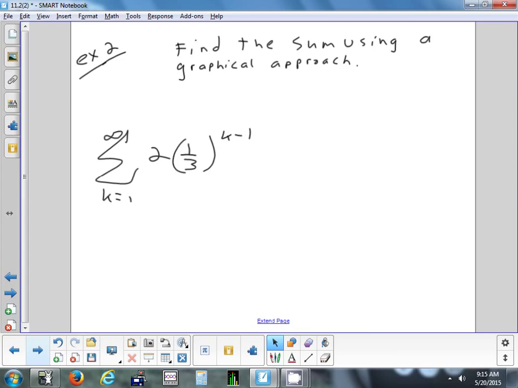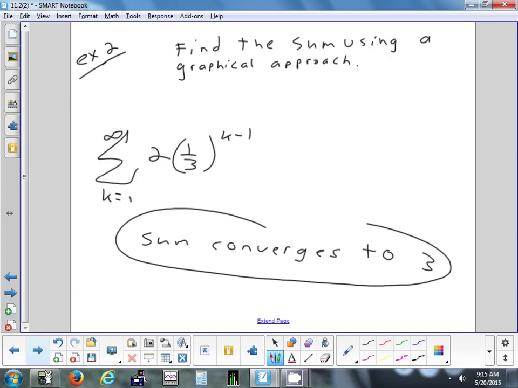Okay, so find the sum using a graphical approach. We already did that. The sum converges to 3. So that's what this adds up to. It adds up to 3. Any questions on that?